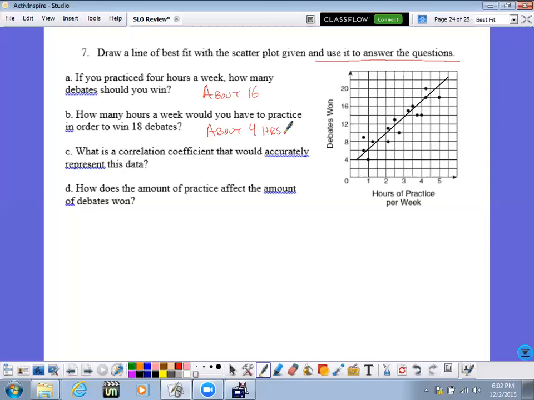What is the correlation coefficient that would accurately represent this data? It's pretty close, right? So it's positive correlation. Those dots are pretty close to the line, so I'm going to give it a little better than what we did over there and call it a positive 0.80.